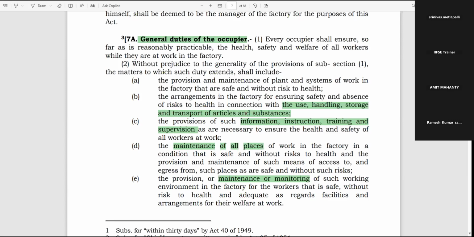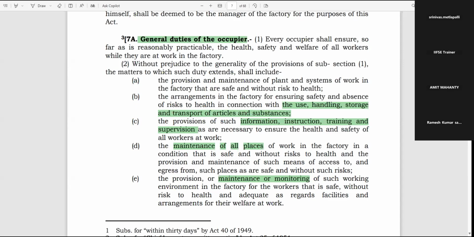The provision and maintenance of such means of access to and egress from such places are safe and without risk to health. When we talk about maintenance of such means of access, the people work at different levels or different heights or different working positions. So whatever activity they are performing, it should be safe.